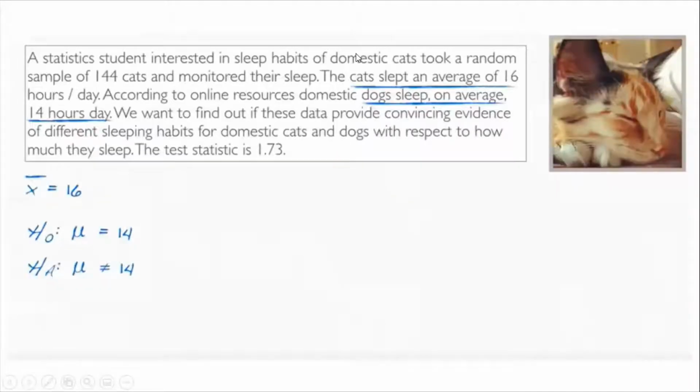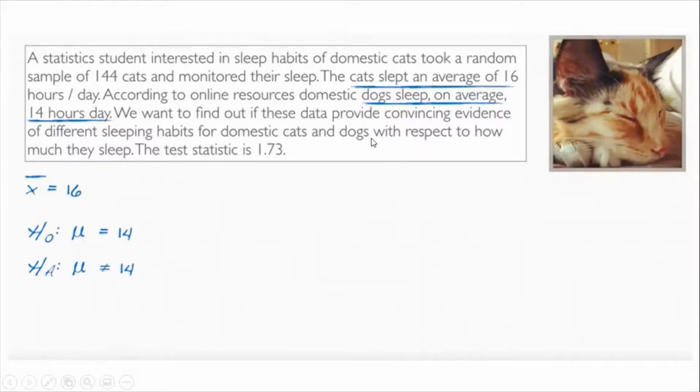So next, let's try another example. This example is concerning domestic cats. A statistics student is interested in domestic cat habits. He took 144 cats and monitored their sleep. They sleep an average of 16 hours per day. But according to online resources, domestic dogs sleep on average for a different number of hours per day. We want to find out if the data provide convincing evidence of different sleeping habits for domestic cats and dogs with respect to how much they sleep.